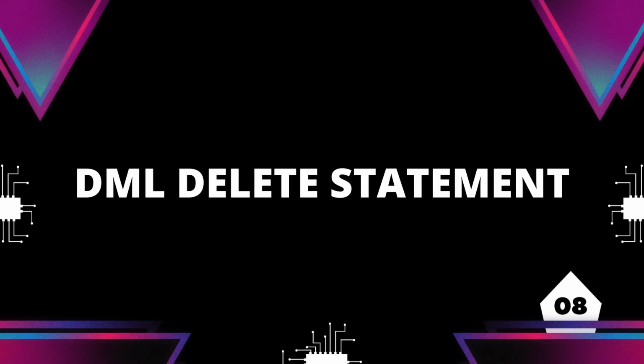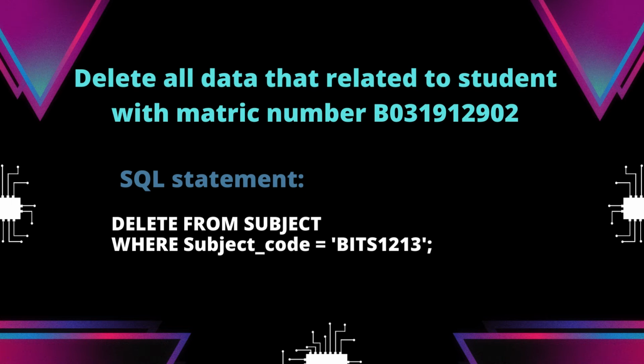DML delete statement. One example of a delete statement is deleting all the data related to the student with the matric number B03191292. The SQL statement will delete from the table subject, where the subject code is equal to B031912022902.